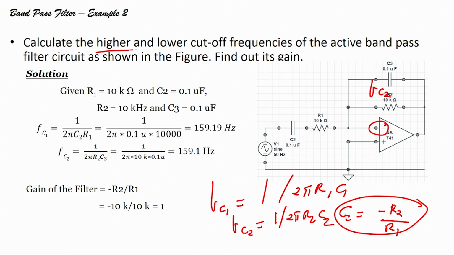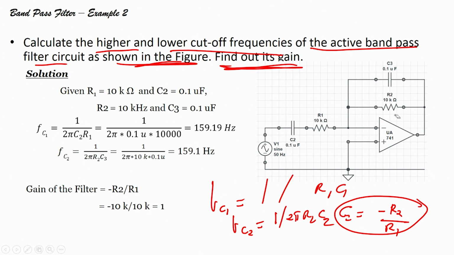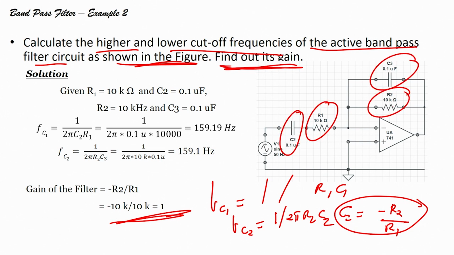What is gain? Calculate the higher and lower cutoff frequency of the active band pass filter as shown in the figure, and find out its gain. First let us find out its gain. So, minus R2 by R1, minus 10 by 10, gain equals 1, super easy. Now, let us see the cutoff frequencies. FC1 equals 1 upon 2 pi R1 into C2, because C2 is here, R1 is here. FC2 equals 1 upon 2 pi R2 C3.